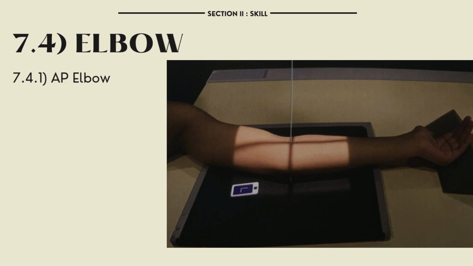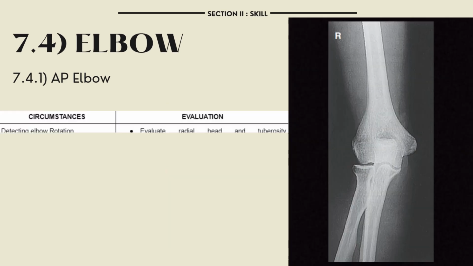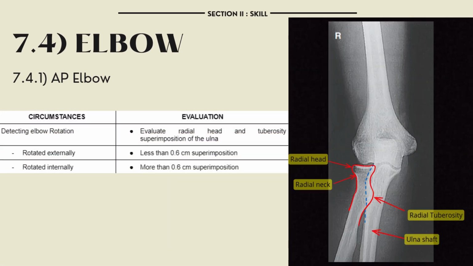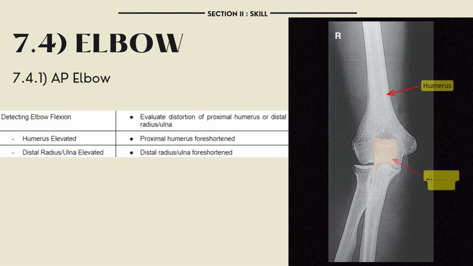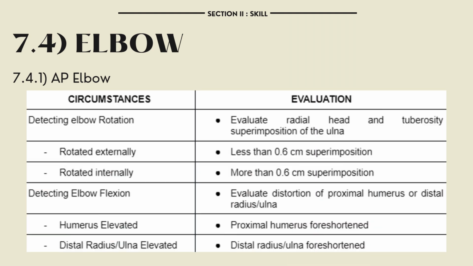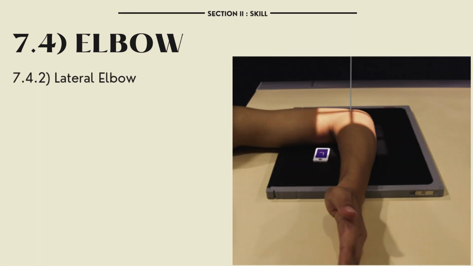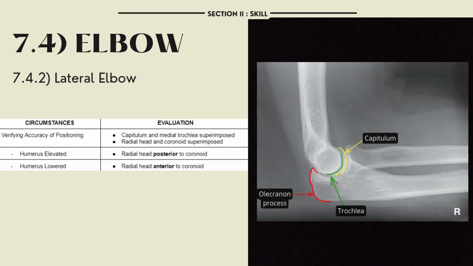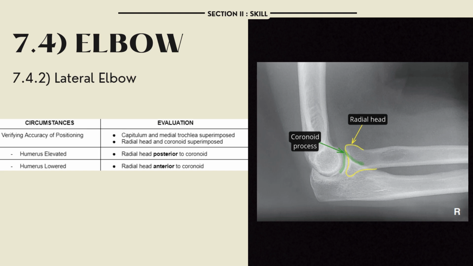Next is AP elbow. The elbow rotation detection is similar to the detection in proximal radius ulna, which is by evaluating the radial head and radial tuberosity superimposition of the ulna. Meanwhile, to check for elbow flexion, the radiographer should assess the distortion of the proximal humerus or distal radius ulna. The part that is foreshortened is the part that is elevated. The lateral elbow assessment is similar to the lateral radius ulna that determines the elevation or lowering of the humerus through the position of the radial head and coronoid.